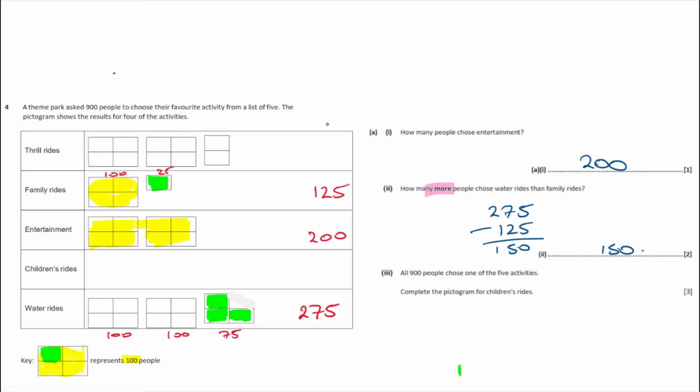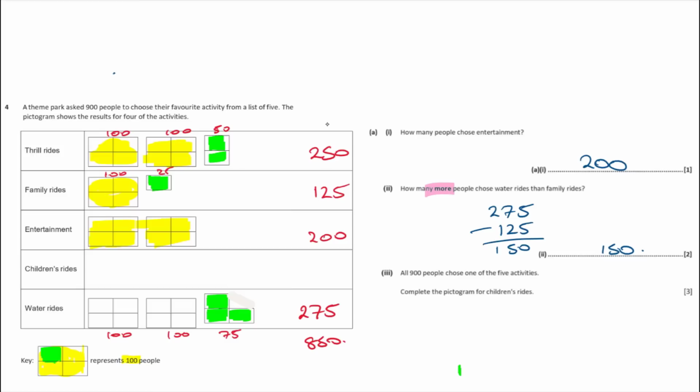And then thrill rides we haven't looked at yet, but that's got 100, 100, and 25 and 25. So that makes 150, 250, doesn't it? So what we've got all together so far, we've got 250, 125, 200, and 275. That adds up to, well, you can type it into your calculator if you like. I'm just going to quickly do it in my head. 275, 300, 400, 500, 600, 850. So that adds up to 850.